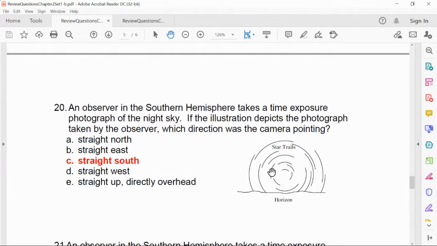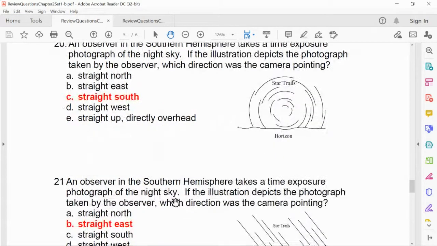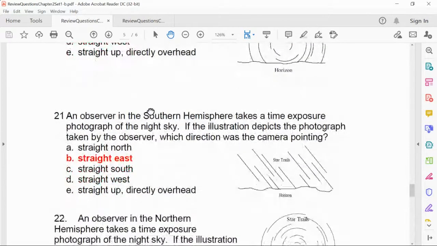Now, in this case, you are in the southern hemisphere, and you see basically the star is circling this way. Well, that only happens if you're looking where? You're looking south. Now, if you're in the northern hemisphere, you have to look where? You have to look north.